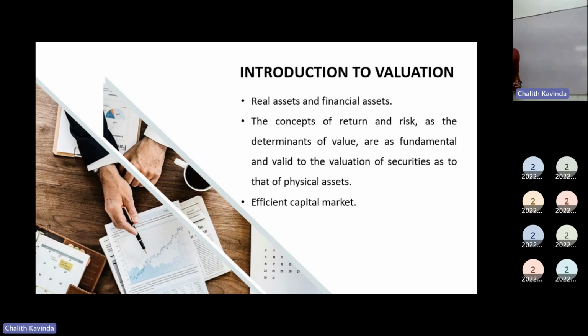Right. So the final one, there is something called efficient capital market. Now, let's move our discussion from real assets to financial assets. Let's say there's a company called ABC and the market price of this ABC company is 100 rupees. It depends on the demand and supply for that particular share at that time.